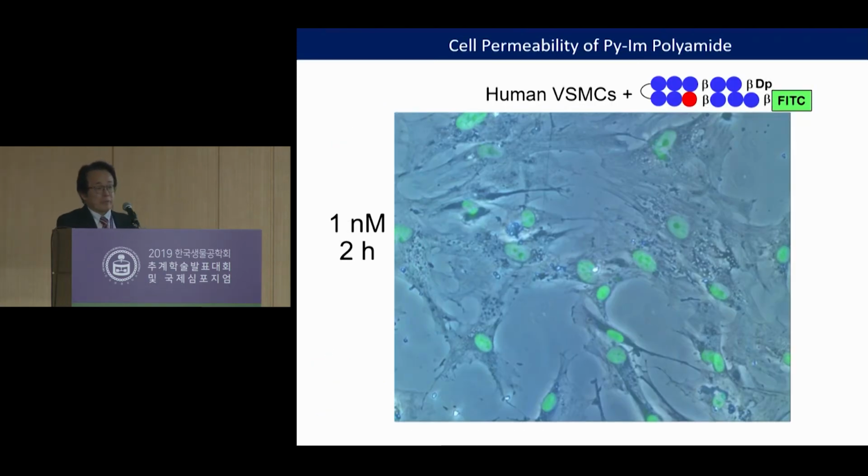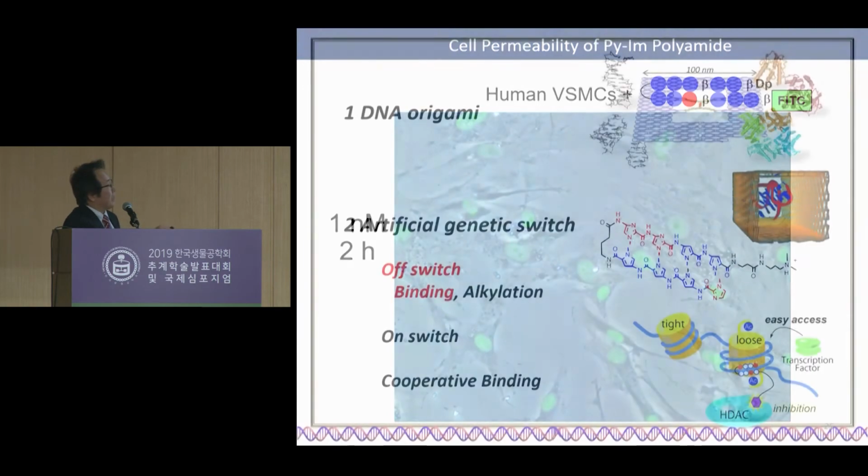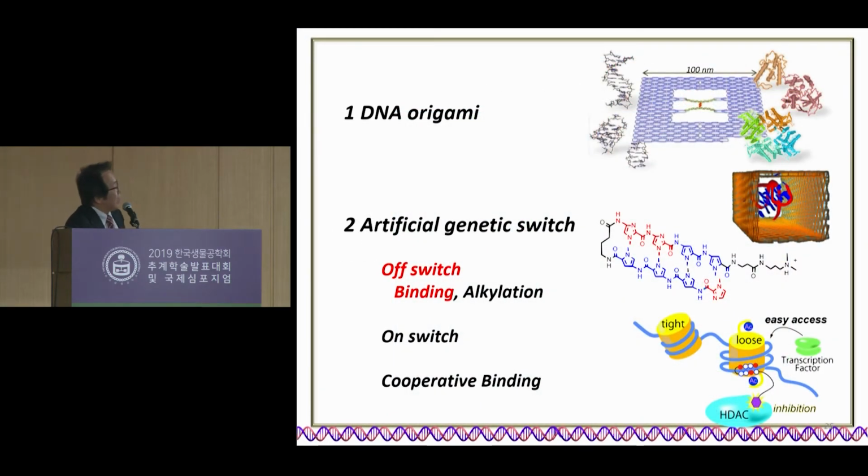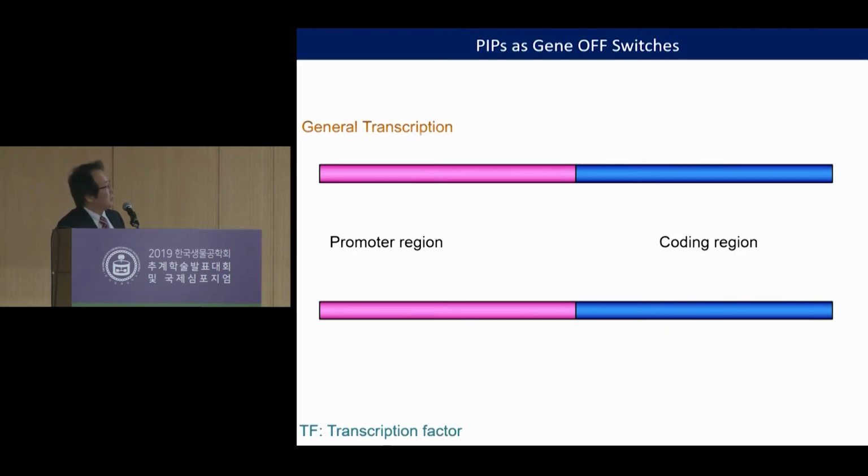Now, one of the advantages of the molecule is good nuclear permeability. So this is the image of a 2 hour treatment with 1 nanomolar concentration of FITC-labeled polyamide shown here. As you can see, all the nuclei of human vascular smooth muscle cells are stained under this condition. And I'd like to discuss the off-switch by simple binding of polyamide first.